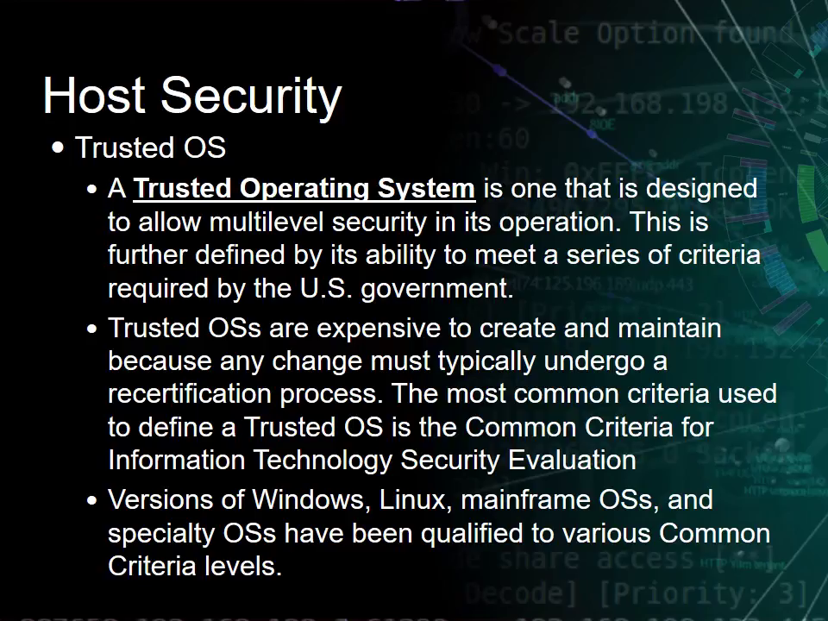Trusted operating system is an operating system designed to allow multiple levels of security on it. This is further defined by its ability to meet a series of critical requirements placed by the U.S. government on the systems. Trusted OSs are expensive to create and maintain because any change must typically undergo a recertification process. The most common criteria used to define a trusted OS is the Common Criteria for Information Technology Security Evaluation. There are different trusted OSs out there. For example, there are versions of Windows out there that have been certified as a trusted OS. Linux, mainframe OSs, and specialty OSs have been qualified to various common criteria levels.